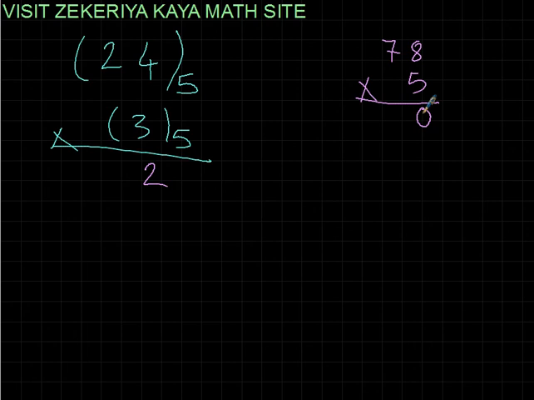So 5 times 7, 35 plus 4, we make 39. In 39, how many 10s are there? There are 3 10s. We will take 3 out and we will write 9 here. If you take 30 out, there remains 9 and we have 3 for the next step. 5 times 1 is 5 plus 3 is 8 and we write it right.